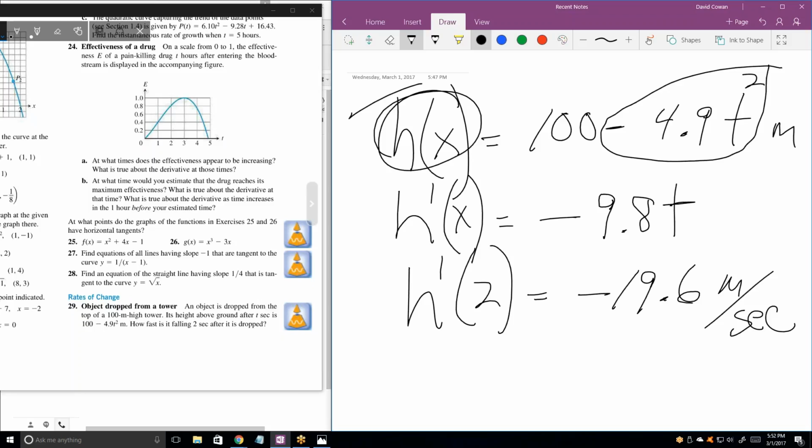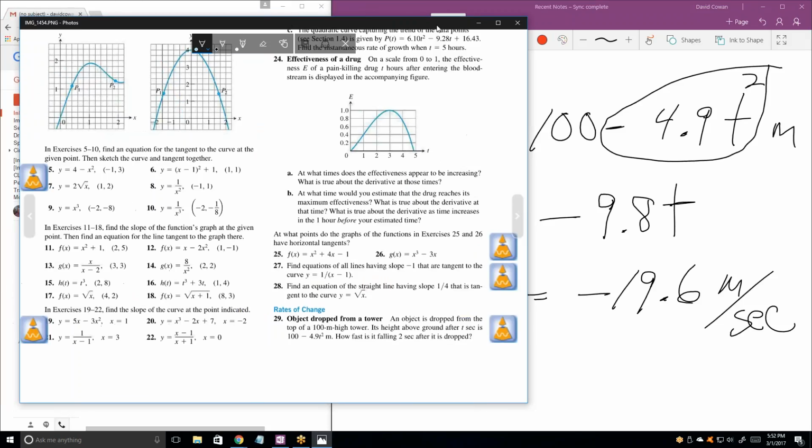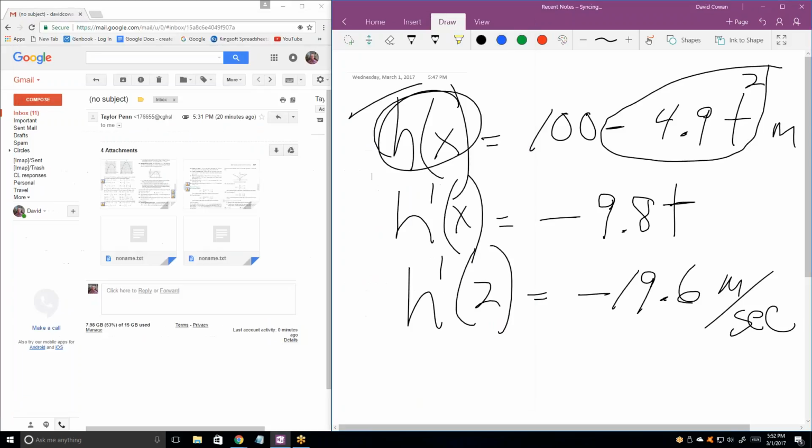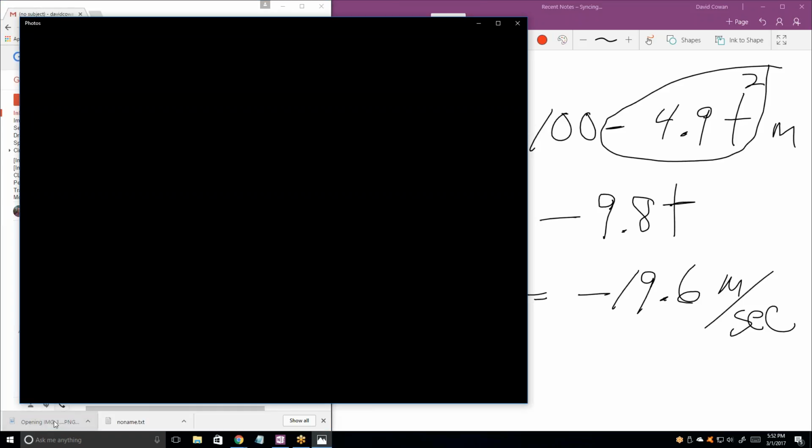Next page. I think I can do it by this method. No, it doesn't seem to like that method. Maybe if I hit that arrow over there. Now I've got to close it out and open it up again. Whoops. Got the wrong one. I got your no-name.txt file.